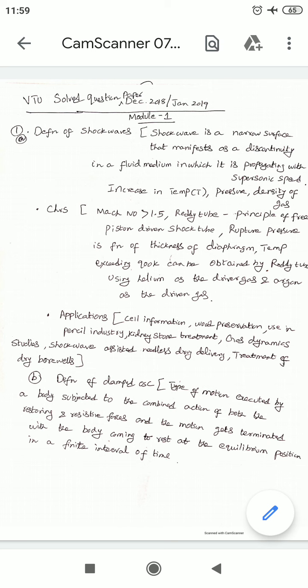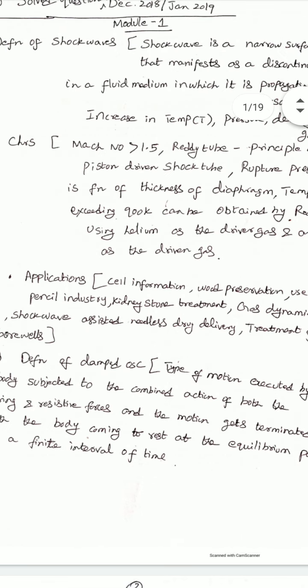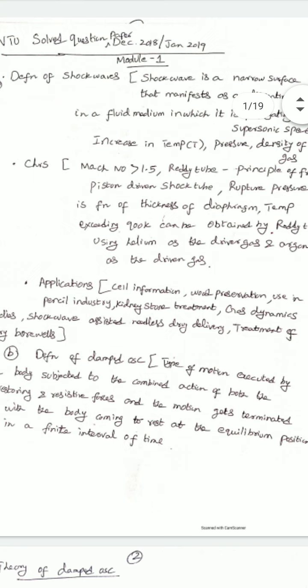And then two more questions are here, that is characteristics and applications of shock waves. So characteristics, you can see the Mach number is greater than 1.5 for shock waves. And then this shock tube is operating on the principle of a free piston driven shock tube. So you should write all these points. And then applications, here it is mentioned: cell information, wood preservation, use in pencil industries. All these points are given, but you have to explain all these things in detail.